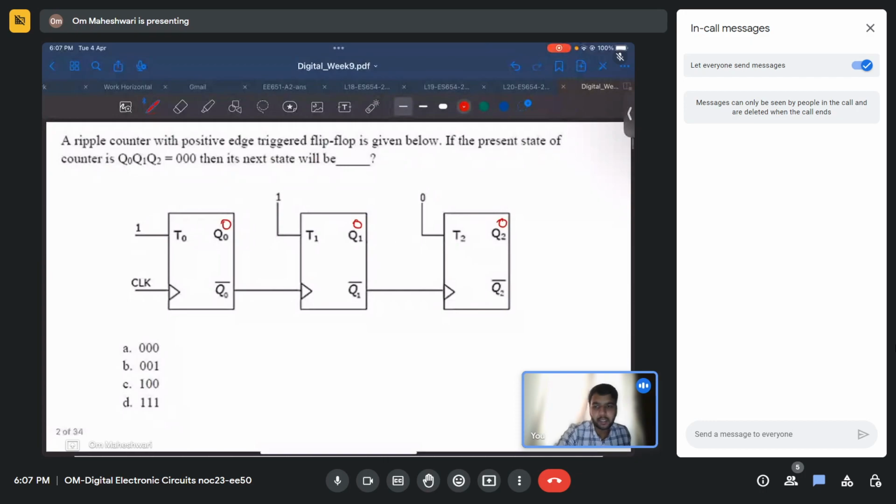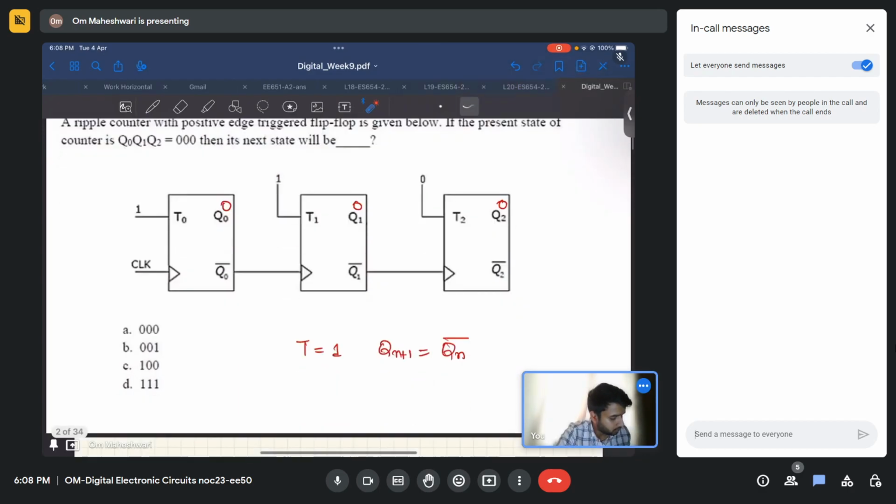If you remember T flip-flop from the last lectures, when T equals 1, Qn+1 equals Qn bar, right? It flips. Whenever T equals 1, it flips. But here if you see, the clock is not shorted. You are giving clock only here, then this output is going as clock here, and then this output is going as clock here. So let us see what will be the next state.